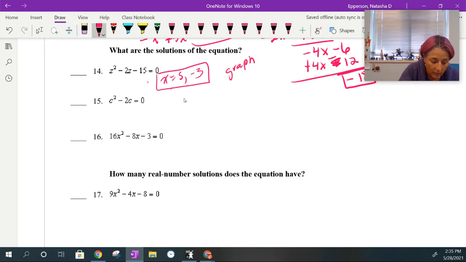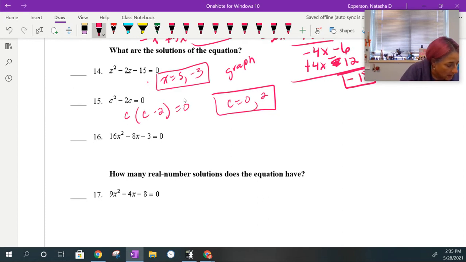Number 15, you shouldn't have to graph that. You have a GCF of C. If I take out a C, that becomes C minus 2 is equal to 0. So C is equal to 0, and C is equal to positive 2. That easy. Number 16.